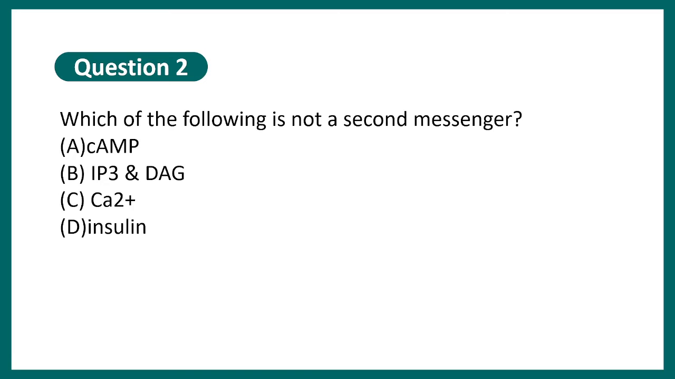Question number 2 says, which of the following is not an example of second messenger? Cyclic AMP, IP3, DAG, calcium 2+, and insulin. All of these examples are taken from the NCERT textbook, so you better check that particular paragraph. So the correct answer here is insulin. Insulin is not a second messenger. Insulin works like a signaling ligand. It binds to insulin receptor.